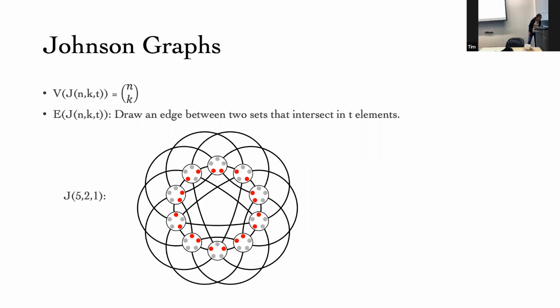Exactly t. Wait, drawing it between two sets intersecting in exactly t elements. Exactly. Oh wait, is it not correct? The graph is fine, it just doesn't connect. Okay. So is this definition clear? Okay, cool.